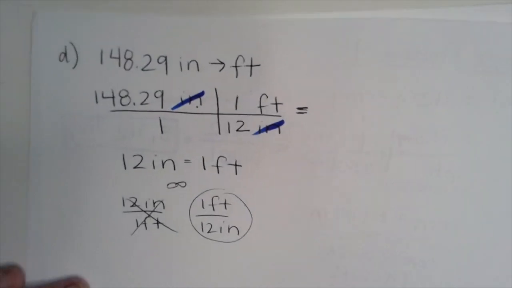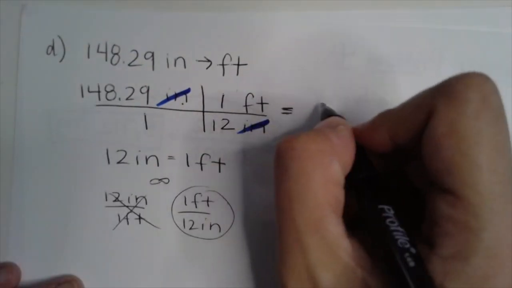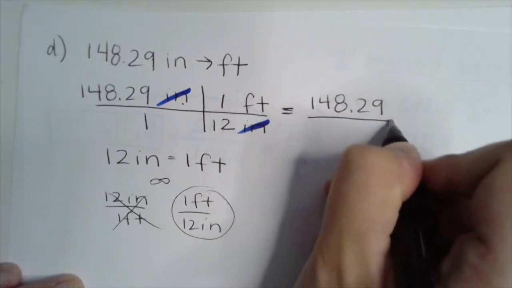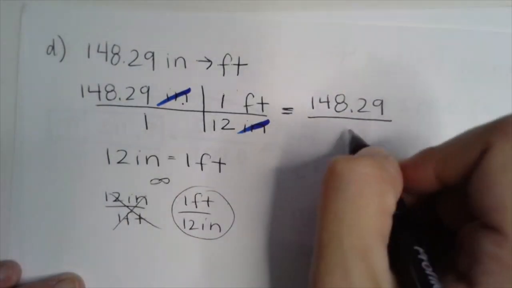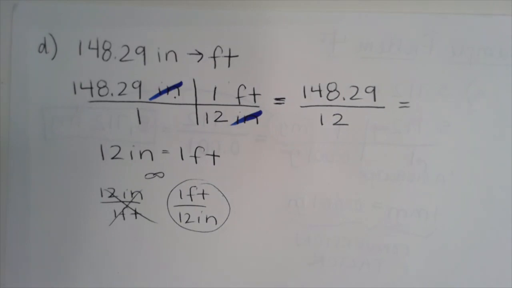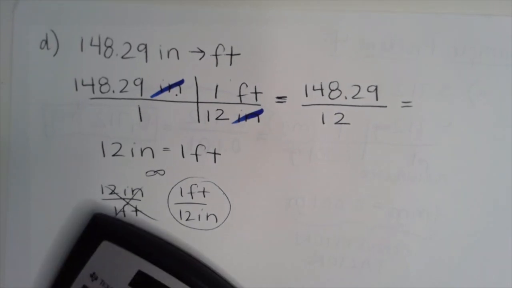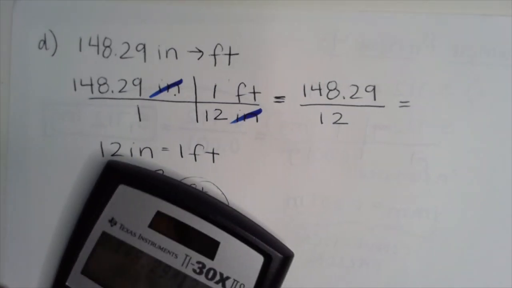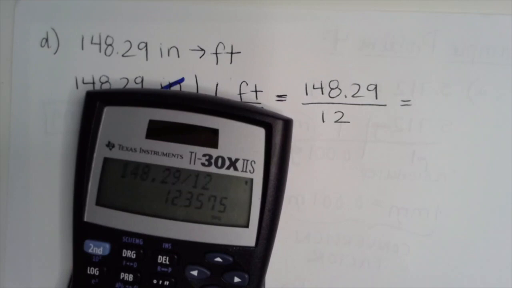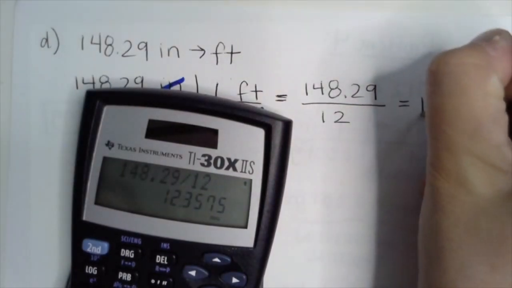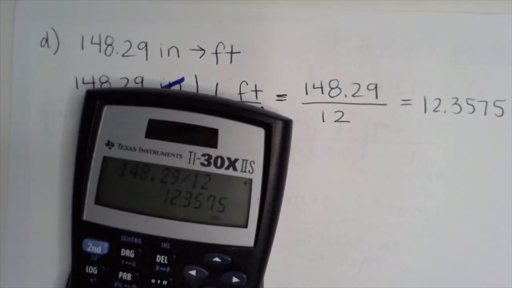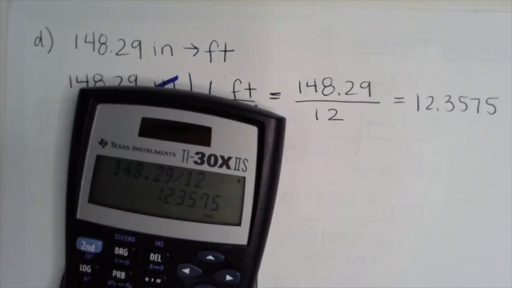Multiply straight across. 148.29 times a 1 is 148.29. Divided by 1 times 12 is 12. So let's go ahead and perform this calculation. 148.29 divided by 12 gives me this answer. I'm going to write the whole number down. 12.3575. But remember sig figs, so now you know how to round your final answer.